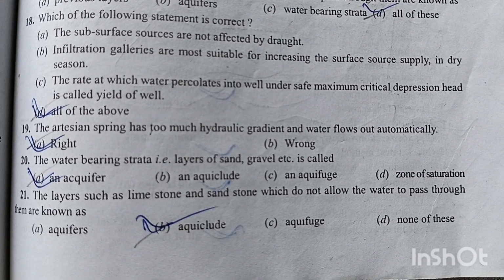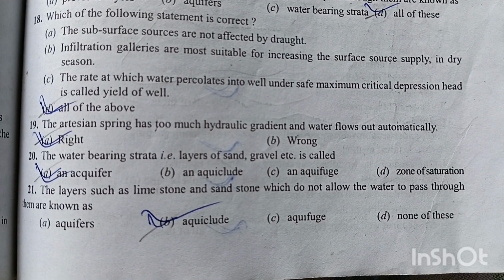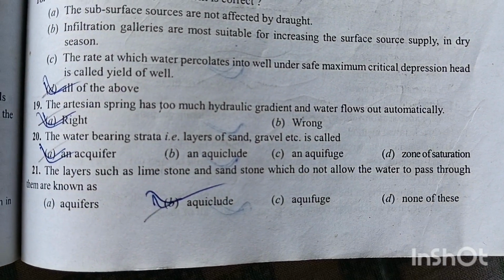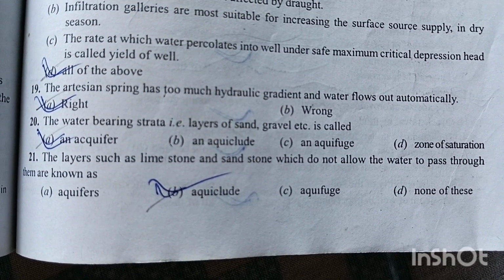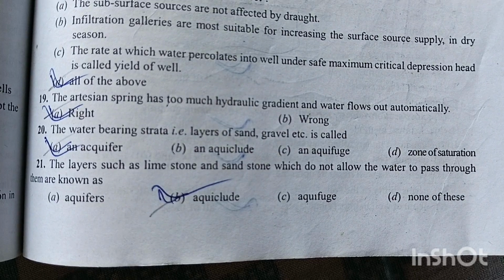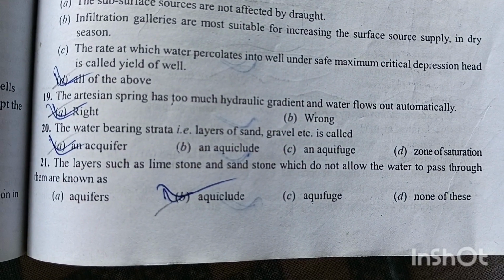Question number 19. The artesian spring has too much hydraulic gradient and water flows out automatically, right. Option number A is the right answer. Question number 20. The water bearing strata, layers of sand and gravel etc. is called an aquifer. Option number A is the right answer.